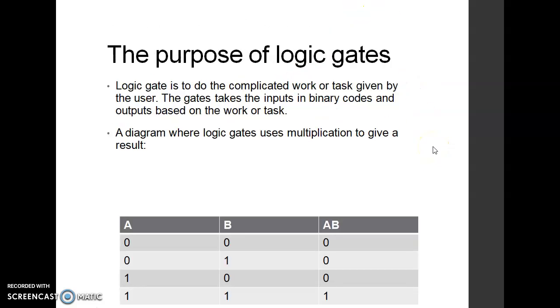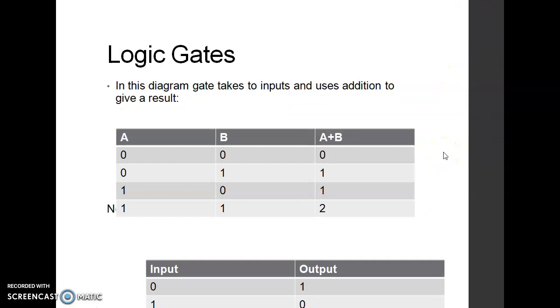Then we are going to the next point, the purpose of logic gates. A logic gate is to do the complicated work or task given by the user. The gates take the inputs in binary codes and output based on the task. A diagram where gates use multiplication to give a result is shown below. Then we come to the logic gates. In this diagram, the gate takes two inputs and uses addition to give a result.